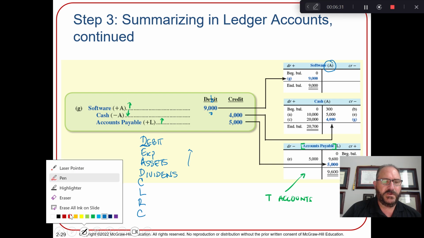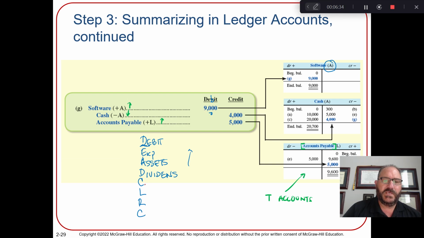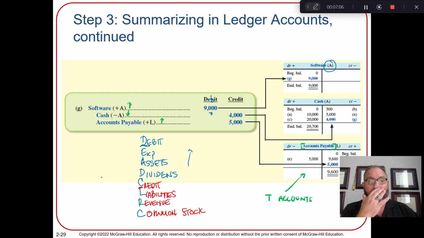Now, let me change the color here, change it to red. This, C, stands for credit, okay? And liabilities, revenue, and common stock increase with credits. So notice here, our software increased, it's an asset, so we're going to debit it.